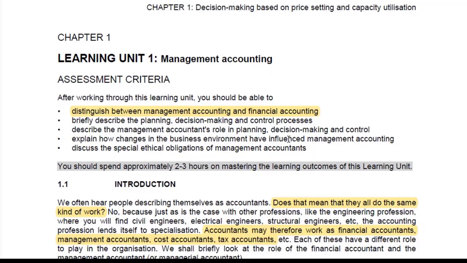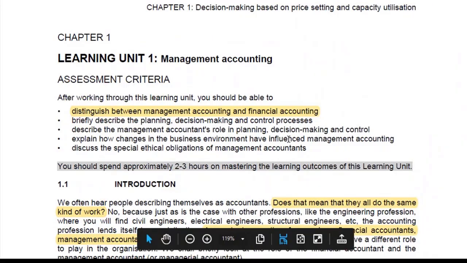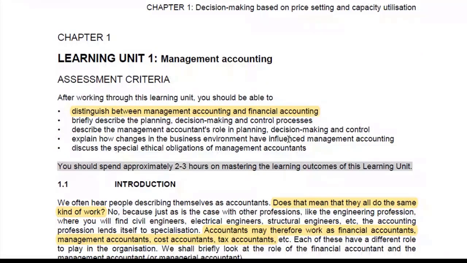So the first topic, it's just the basics of what management accounting is. Learning unit 1 just explains the basics of what you're doing, just to separate between what a management accountant is and a financial accountant. What does management accounting entail versus what financial accounting entails?